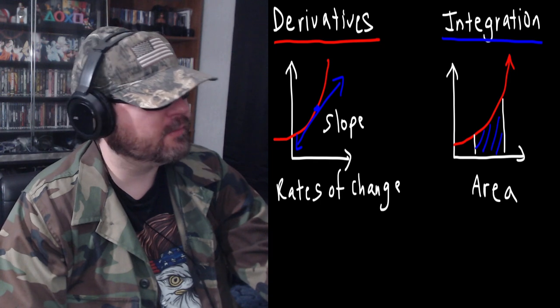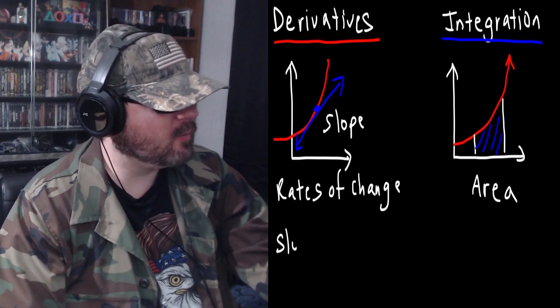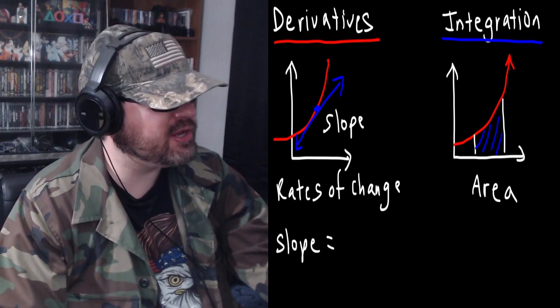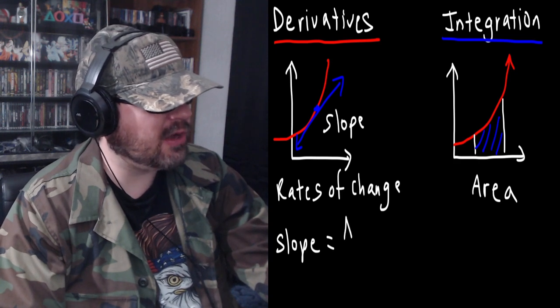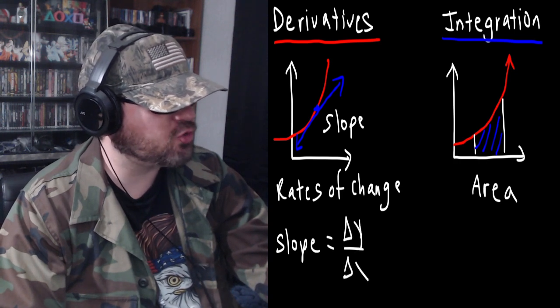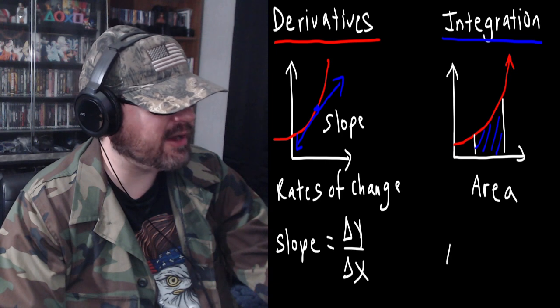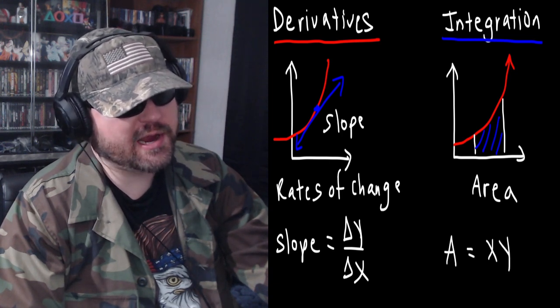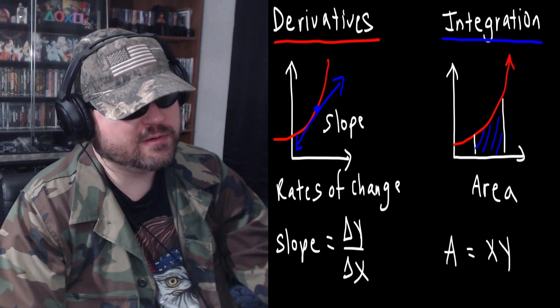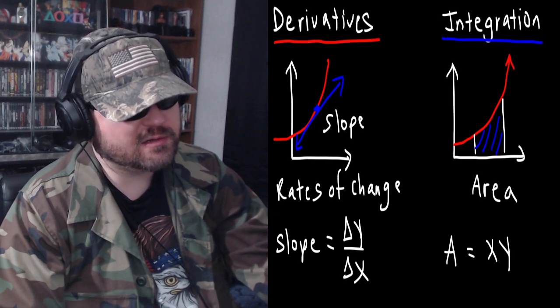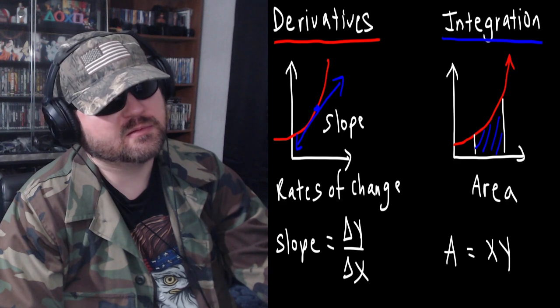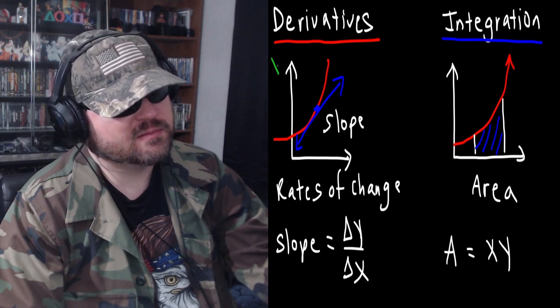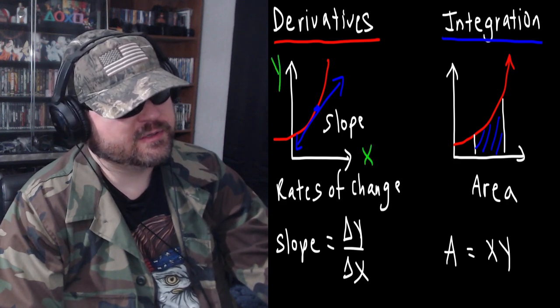So when dealing with derivatives, it will give you the slope of the tangent line, which you can calculate by dividing y by x. Rates of change. Slope equals delta y over delta x. To calculate the area, you need to multiply y by x. So notice the difference. In its simplest form, when you're differentiating, you're dividing the y values by the x values.